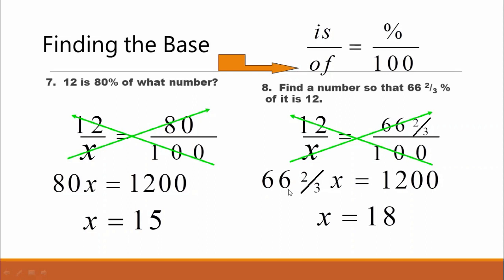On the left hand side we obtain 200 divided by 3. So multiplying both sides by 3 and then dividing by 200, or simply we can say that 200 divided by 3 shifts to this side, we obtain 1200 multiplied by 3 divided by 200, and after simplification we obtain the whole, which is unknown, represented by x, is equal to 18.